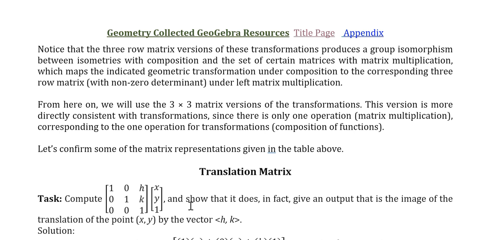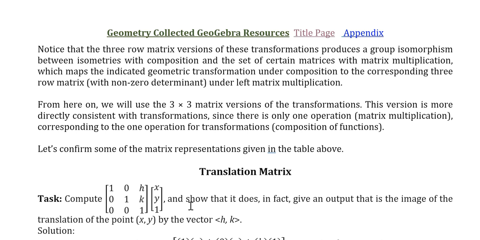So again, notice that the 3-row matrix versions of these transformations produce a group isomorphism between isometries with composition as the operation and the set of certain matrices with matrix multiplication as the operation, which maps the indicated geometric transformation under composition to the corresponding 3-row matrix with non-zero determinant under matrix multiplication. So from here on, we'll use the 3 by 3 matrix versions of the transformations. This version is more directly consistent with transformations since we only use one operation, matrix multiplication, corresponding to the one operation for transformations, composition of functions.